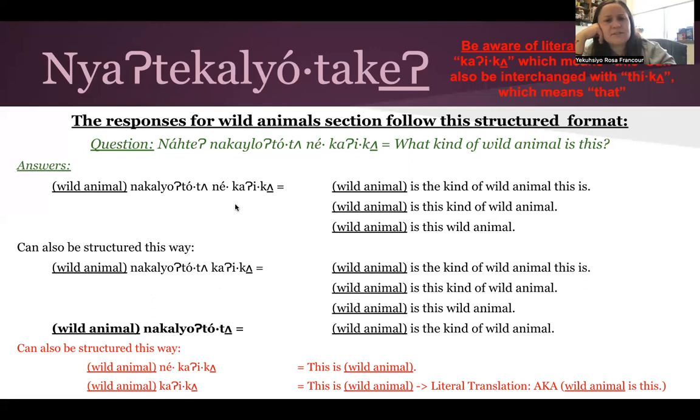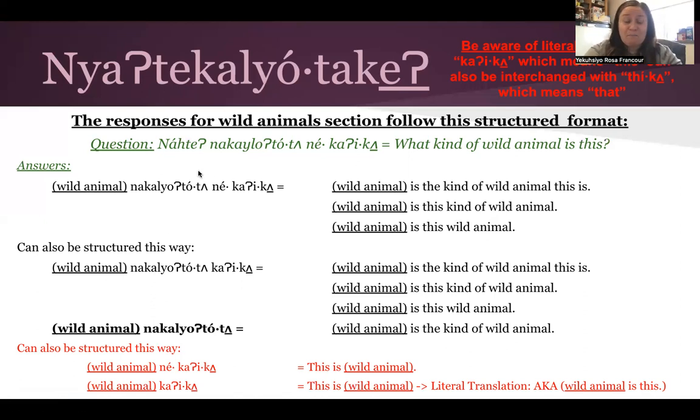So basically, it's just taking the same phrase, nagali ot doda ne gaig, and you're shortening it, nagali ot doda gaig, or in the bold here, your wild animal, nagali ot doda. You can just say that too. So you're basically just saying whatever is this kind of, is the wild animal or the kind of wild animal. So that is the general sentence structure.